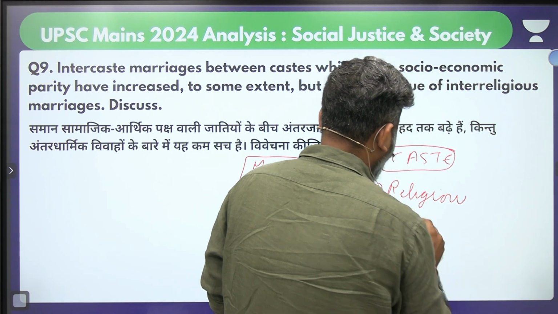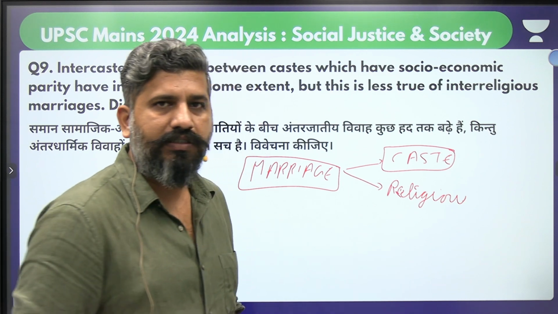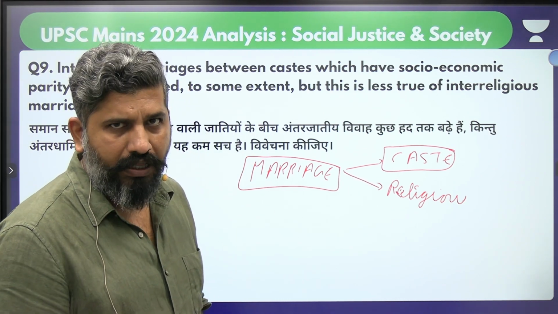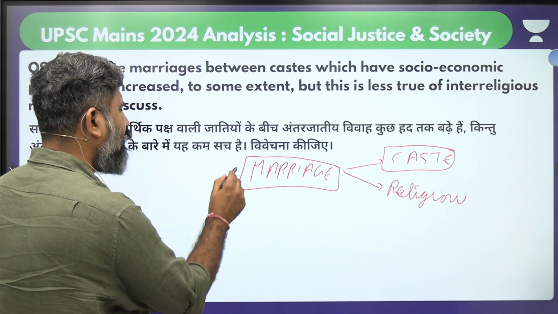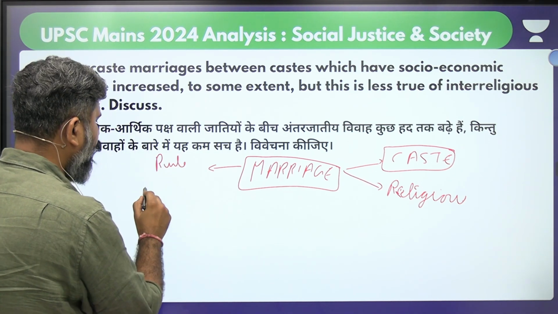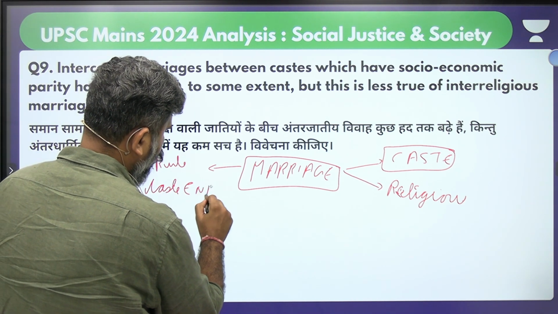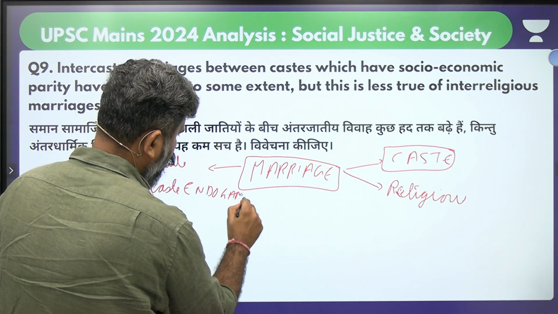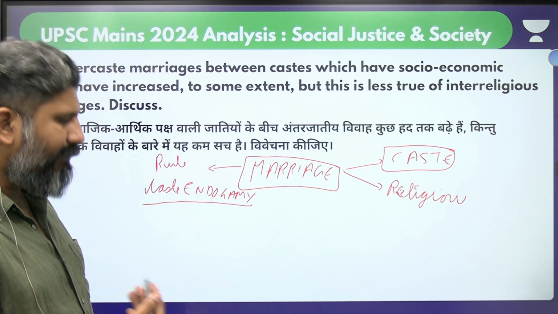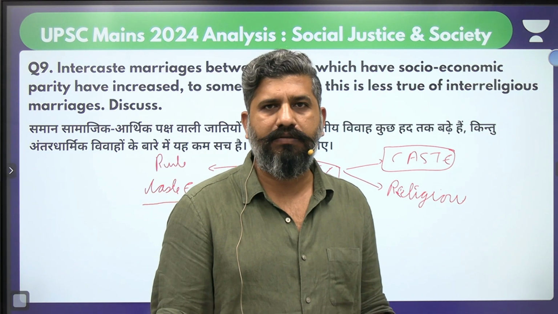when somebody is marrying. And if you remember, in India's case, marriage is governed by a rule which is called caste endogamy. That is, an individual is required to marry within one's own caste, right?